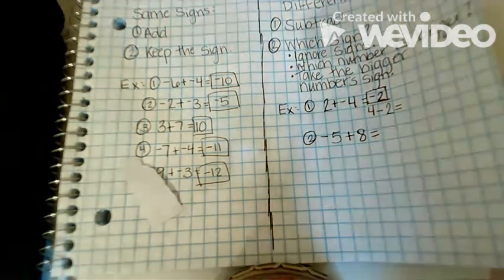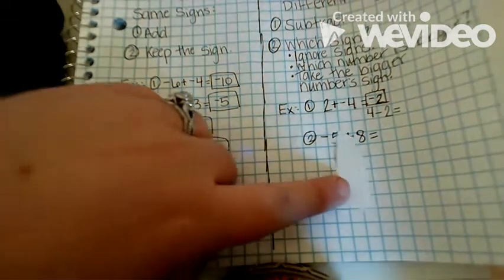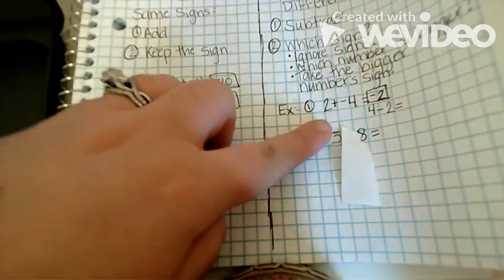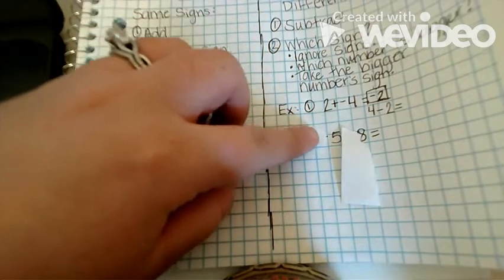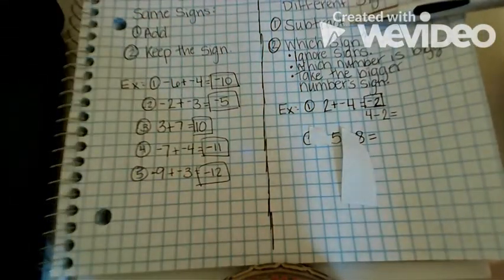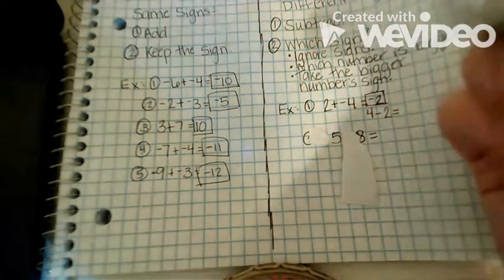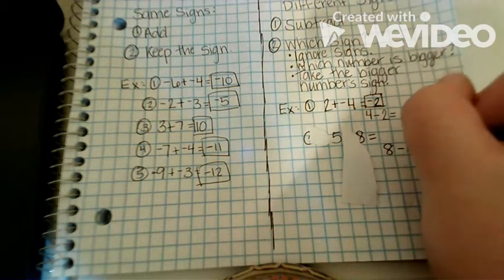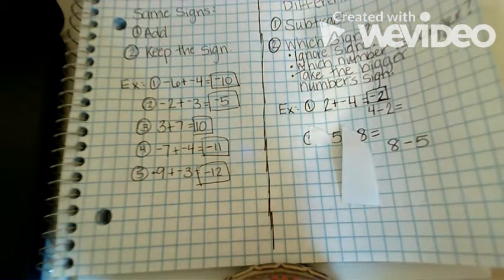All right, I'm going to ignore what's happening in the middle, and I'm going to ignore my signs. Just want to look at the numbers. First thing we're going to do is subtract. So my bigger number is 8, so I'm going to do 8 minus 5. What is 8 minus 5? 3.